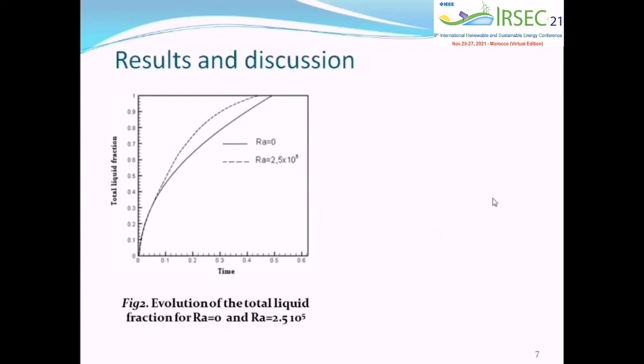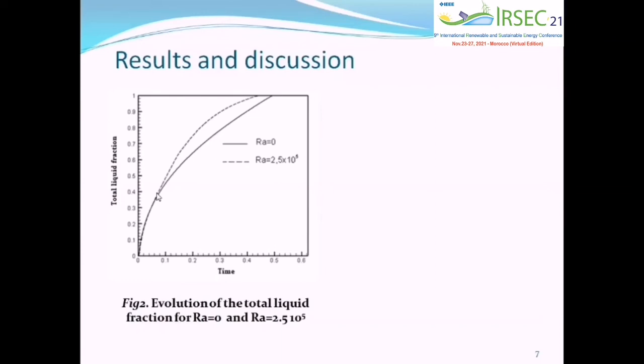For results and discussion, in this section, we will evaluate the effects of natural convection on latent heat storage. Figure 2 shows the evolution of the PCM liquid fraction for Rayleigh number equals 0 without natural convection, and Rayleigh number equals 2.5 times 10 to 5 with natural convection. The melting process in the system begins with the formation of a thin film of liquid around the HTF tube. The layer increases in size until the time corresponding to the Fourier number Fo equals 0.07. During this phase, the evolution of liquid fraction is the same in both cases, with and without natural convection.